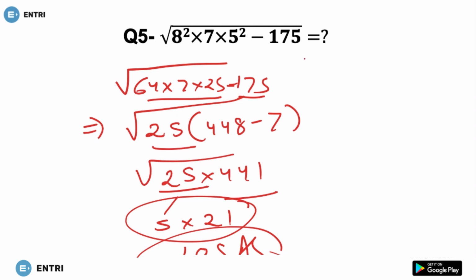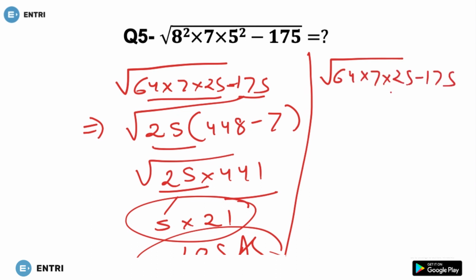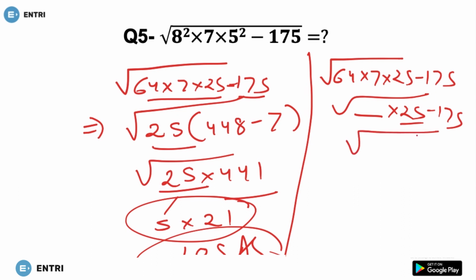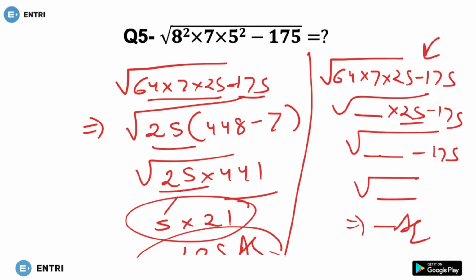And if I would have solved this question the longest way, what would I have done? I would have first solved 64 cross 7 cross 25 minus 175. Then I would have solved 64 cross 7 here, then 25 minus 175. Then I would have solved this and this product would be some number. Then I would just subtract 175 from it, and then I'll get some value. Then I'll solve this value and get the square root of it, and then I'll get the answer. This would take a lot of time, and this method is going to solve your question within a few seconds.